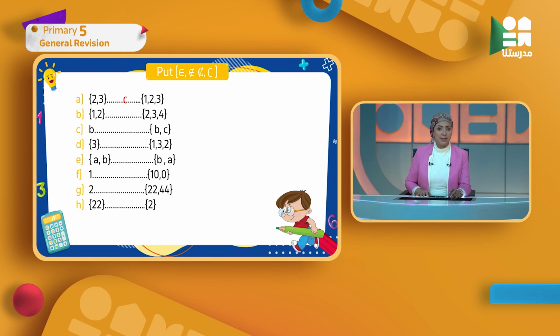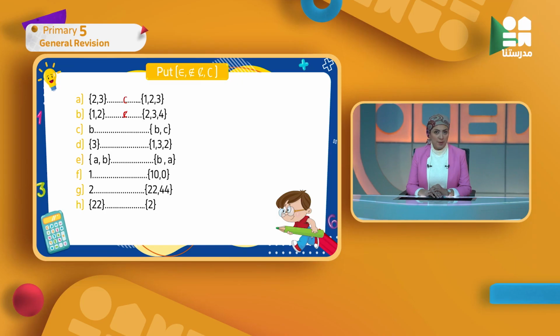Again, two sets, then I'll choose either subset or not subset. 1 and 2, are both of them in the set of elements 2, 3, and 4? No. The 1 is not there. And we said before, even if only one element is not there, then it's not a part of the other set. So it's not subset.